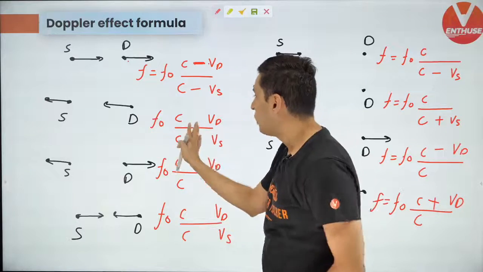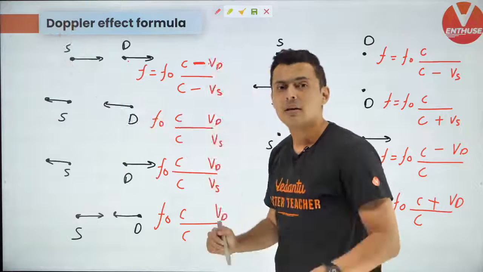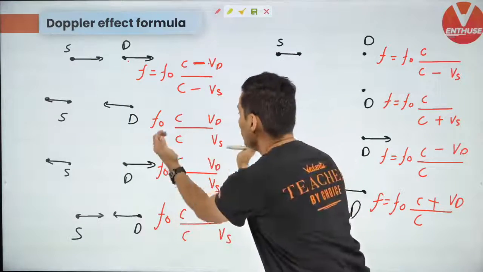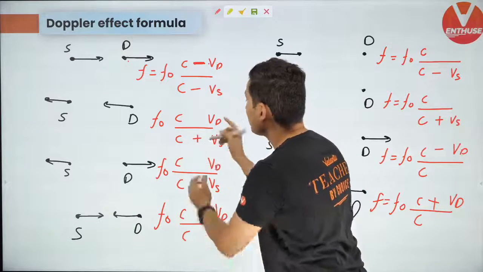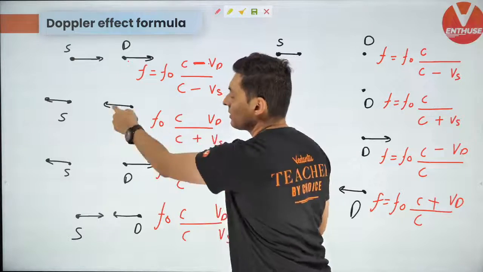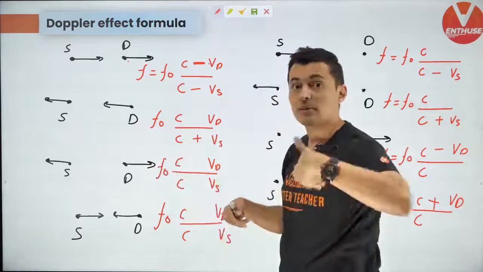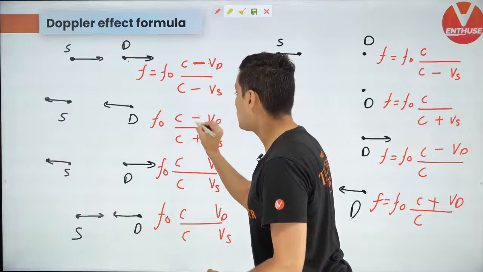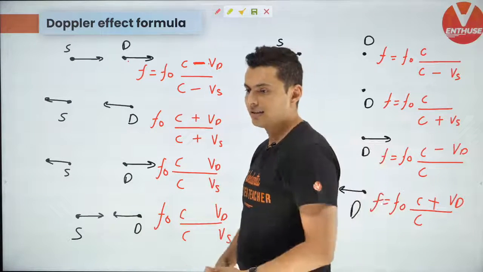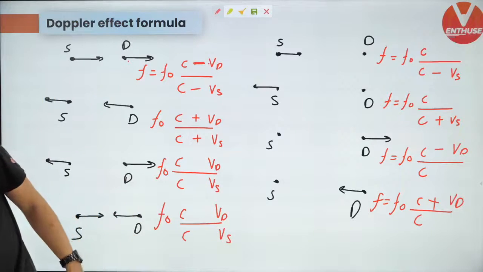Similarly, think over here, the source is going away. So frequency should reduce. Denominator should increase. Detector is going towards. If the detector is going towards, frequency should increase. It should become plus. That's it. I hope this makes sense now.